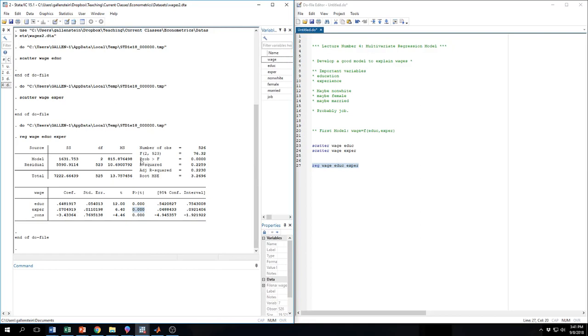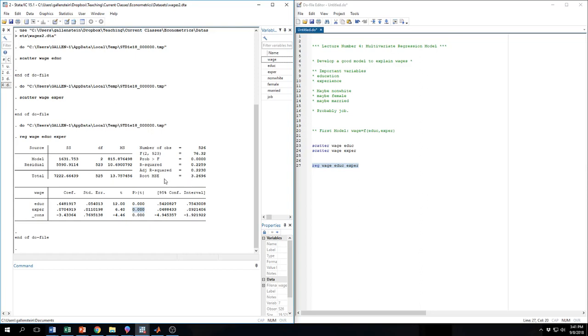Hey, let's check out some of our goodness of fit measures. You'll notice here we've got R squared, which is 0.2259. We also have adjusted R squared. All right, this is our new one. This is the one that penalizes you for the addition of variables. It will only go up if you add relevant variables. Okay, so it's starting out at 0.2230.